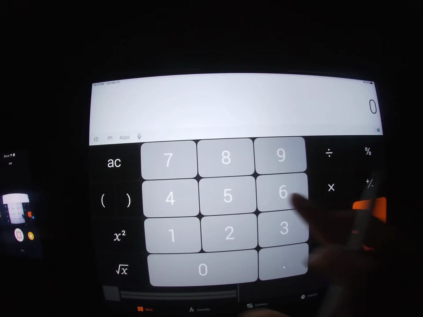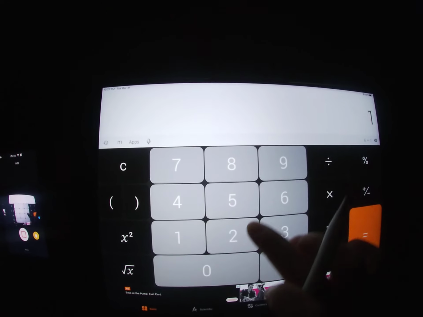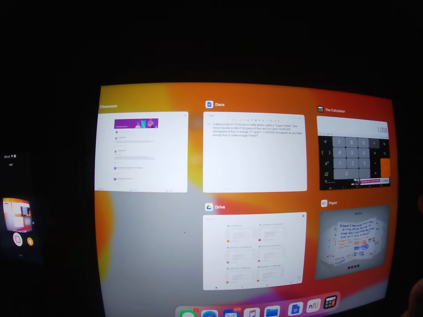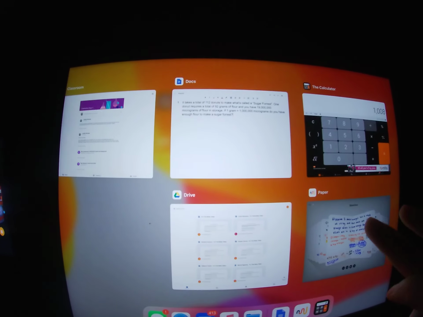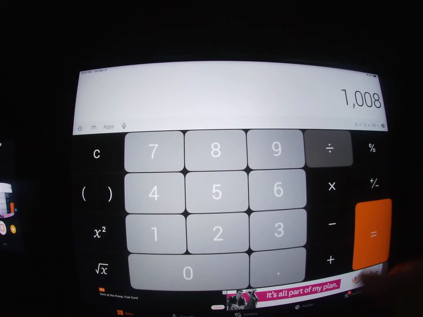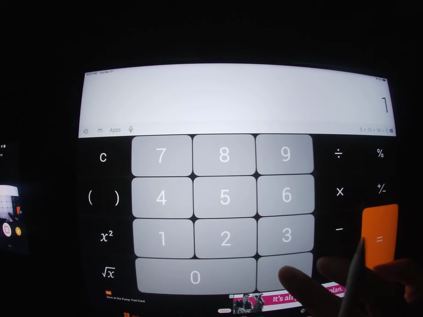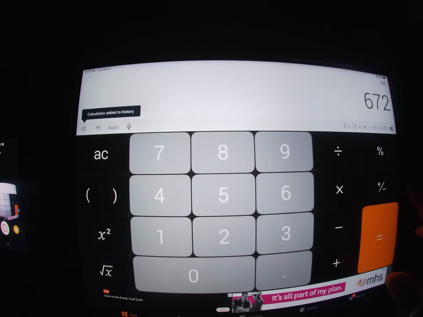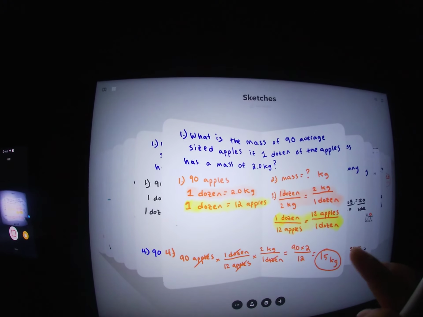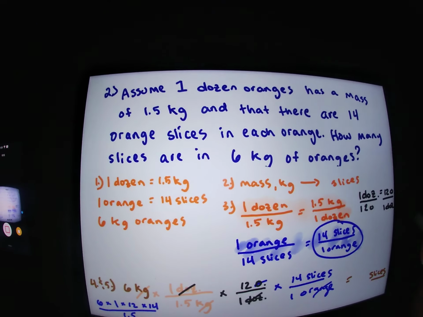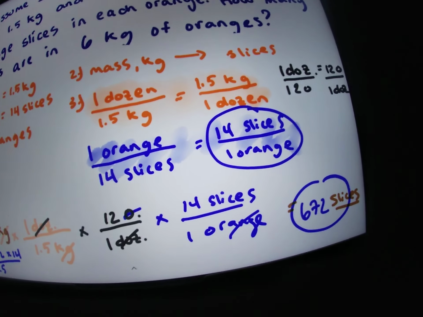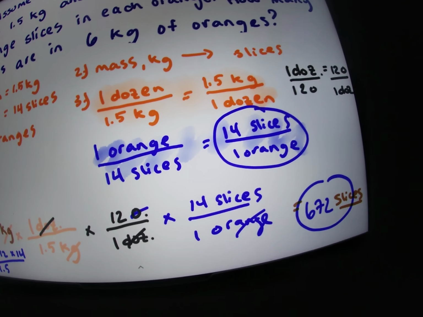All right, so it's 6 times 12 times 14 divided by, what was it divided by? 1.5. Divided by 1.5. 672 slices. That's how many slices we have.